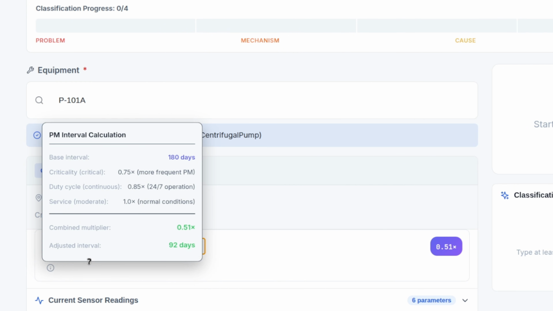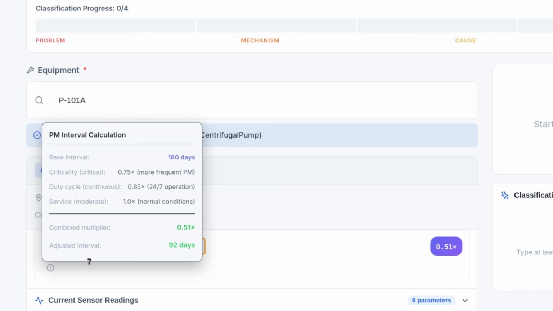That's not a guess, that's math. Criticality times duty cycle times service condition. 0.75 times 0.85 times 0.80 equals 0.51. Half the normal interval, because this equipment works twice as hard. And here's the key: this calculation is auditable. When someone asks, why do we PM this pump every 90 days, you have the answer.